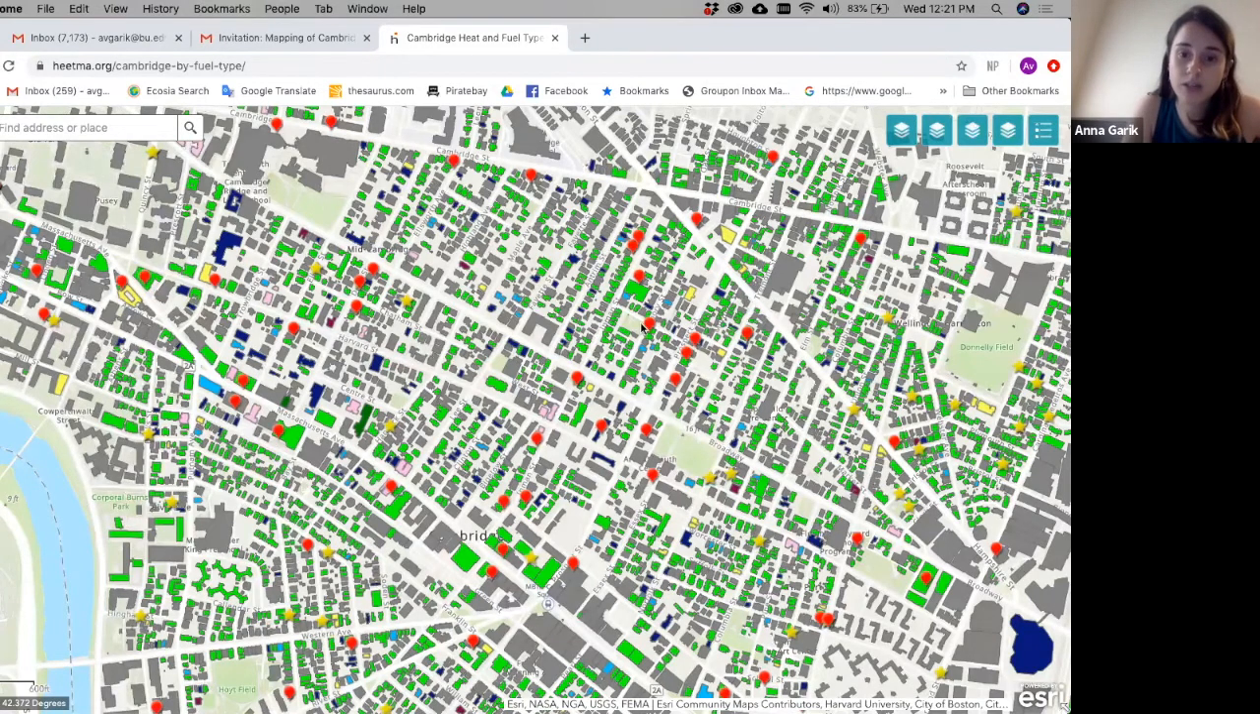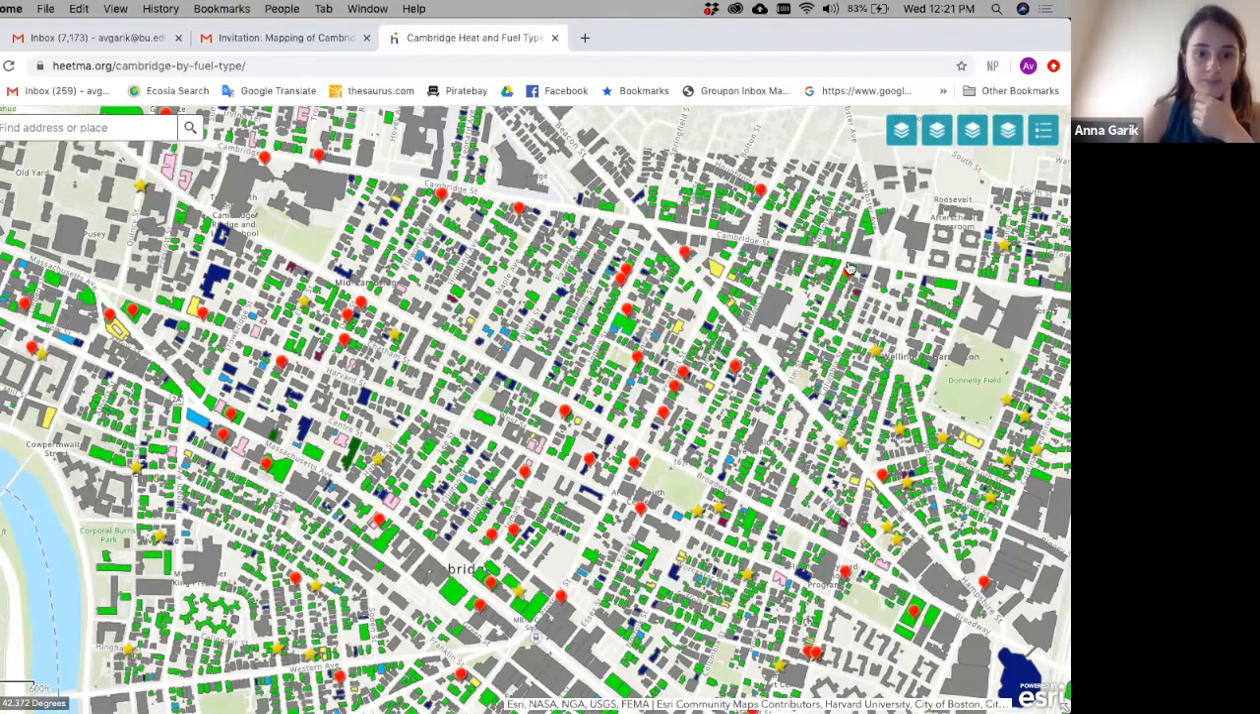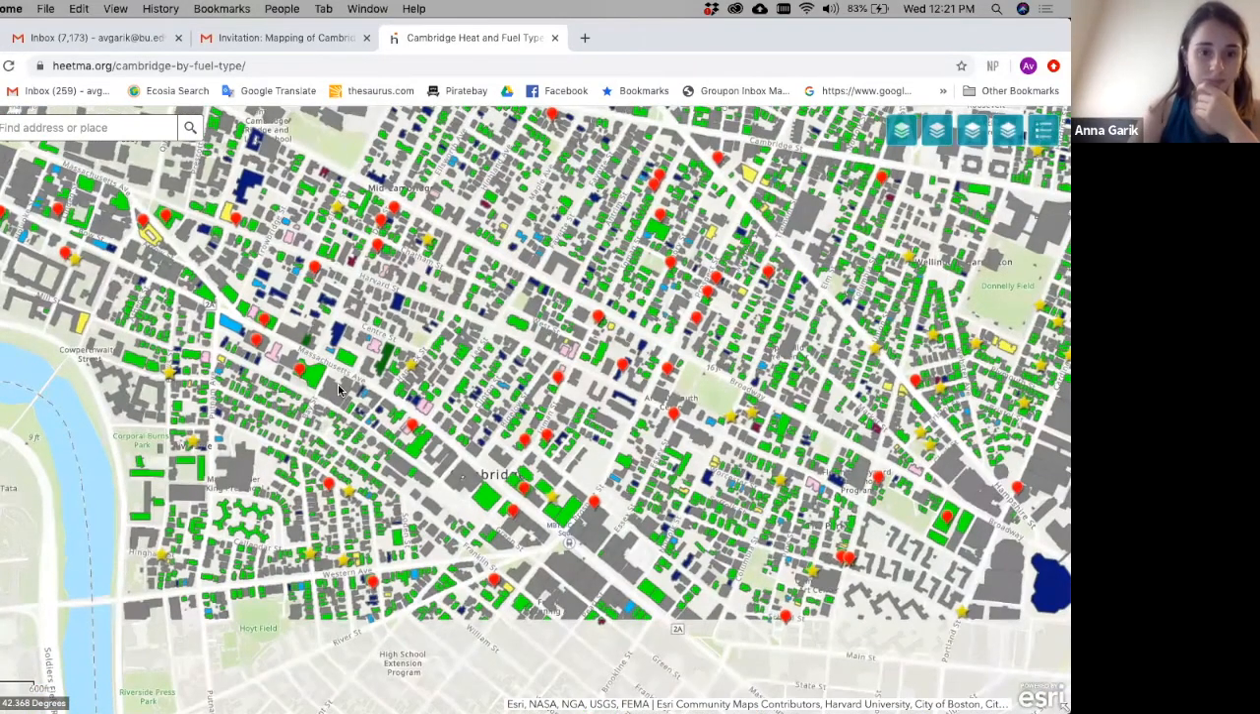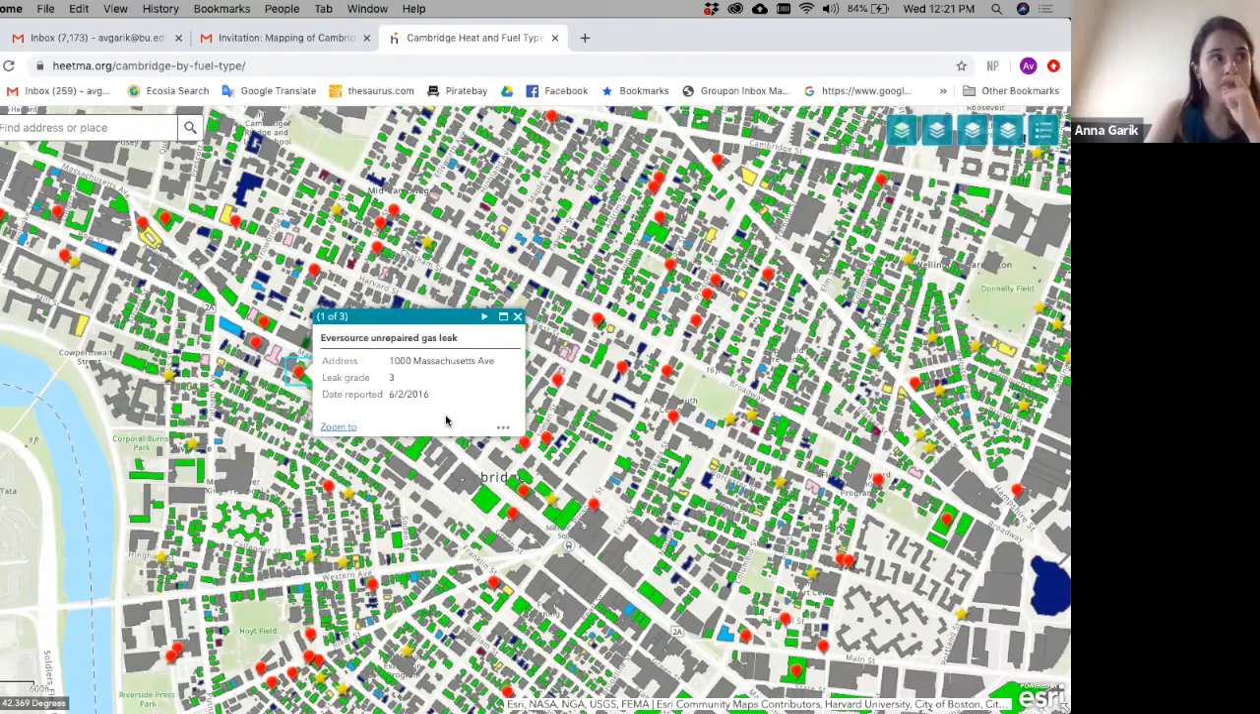And then also, if you want to click on the buildings, you can see the address, the heat distribution system, that's just a general category, the heat fuel, and whether it has central air. Does the property tax data that you've got include things like living space square footage and number of bedrooms, kitchens, that sort of thing?